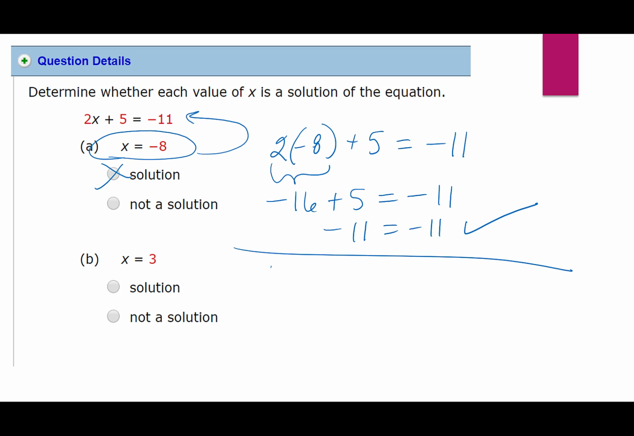For the second one, x equals 3. This is 2 times 3 plus 5 equals negative 11. 6 plus 5 equals negative 11. 6 plus 5 is positive 11, and it does not equal negative 11, so you would select not a solution.